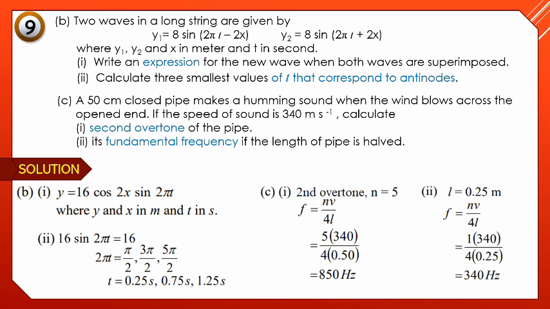To calculate the fundamental frequency when the length of the pipe is half, we just substitute L, which is equal to 0.25 meter. Then we get the fundamental frequency, which is equal to 340 Hz.